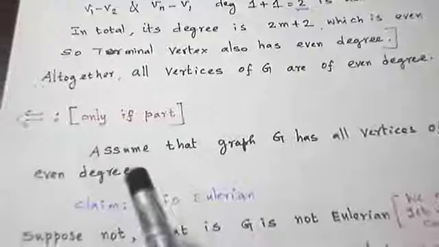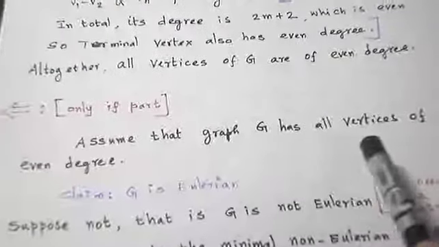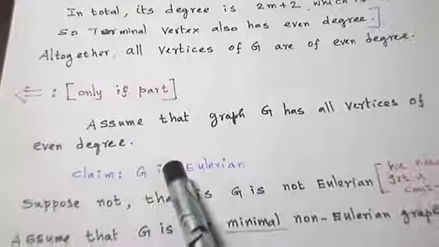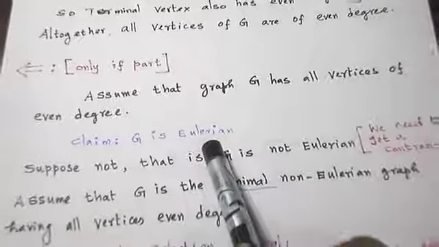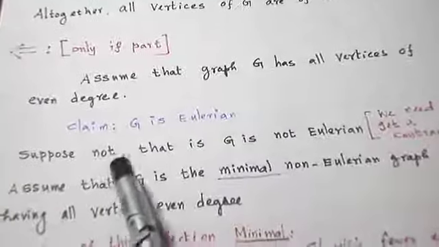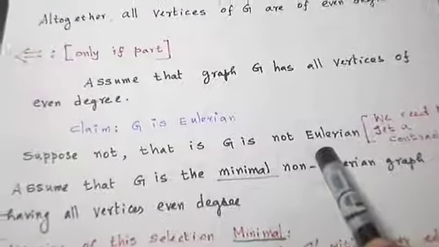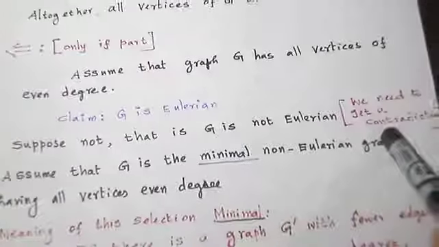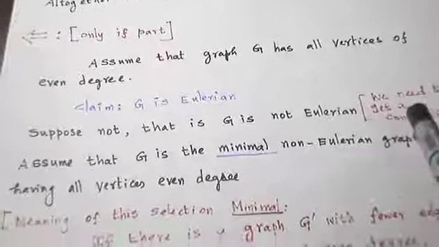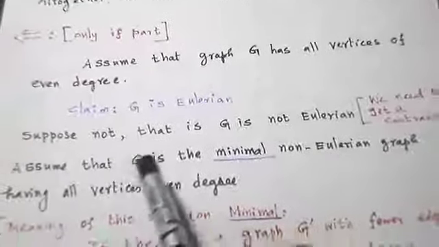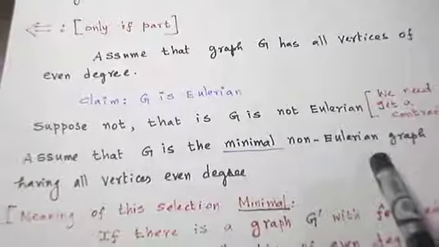Now the only if part. Assume that all the vertices of G are of even degree. Now I am going to claim G is Eulerian. Suppose not. That is, suppose G is not Eulerian. So I have to get a contradiction by the indirect method of proof. So for that I assume G is the minimal non-Eulerian graph.